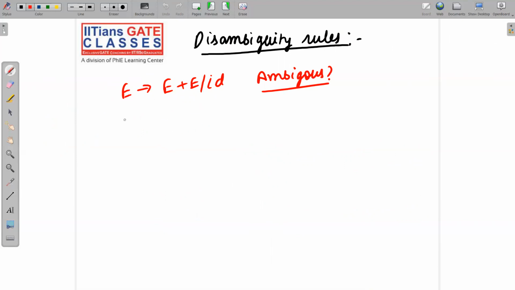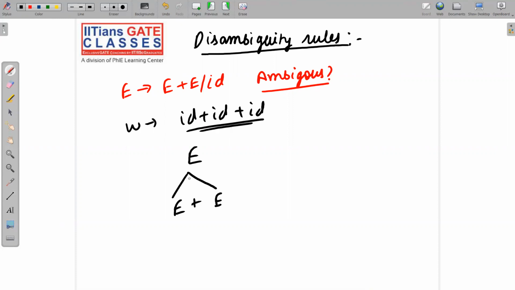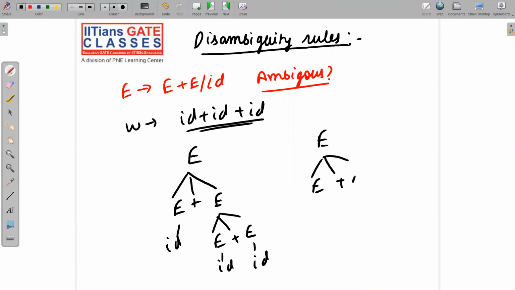Why? We take a string W as ID plus ID plus ID. For this string, E implies E plus E, and then E plus E, and then ID, ID, ID. Another parse tree is E plus E, E plus E, ID, ID, and ID. You may argue, sir, how did you identify that this is ambiguous so quickly?